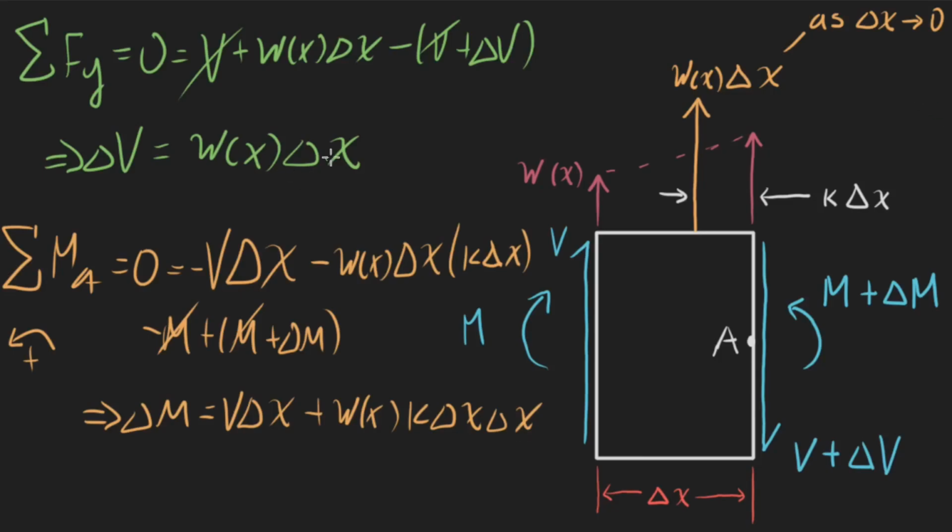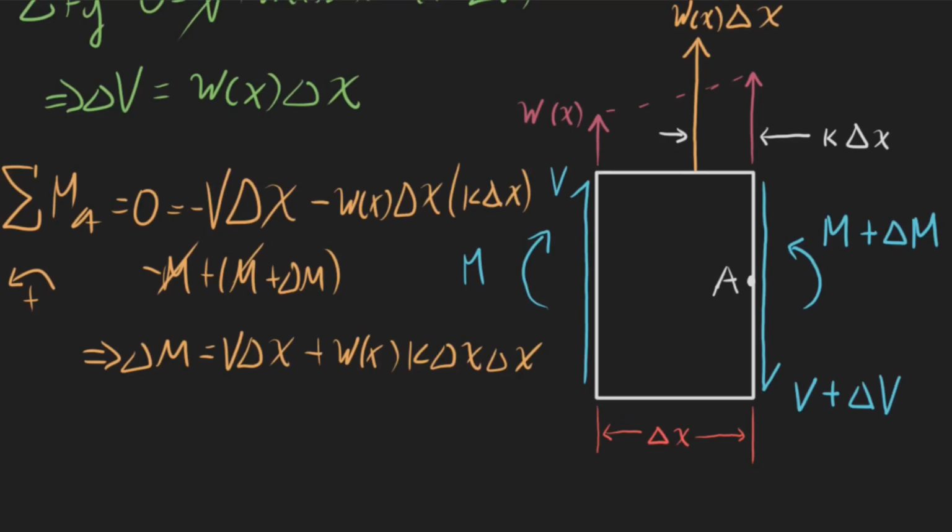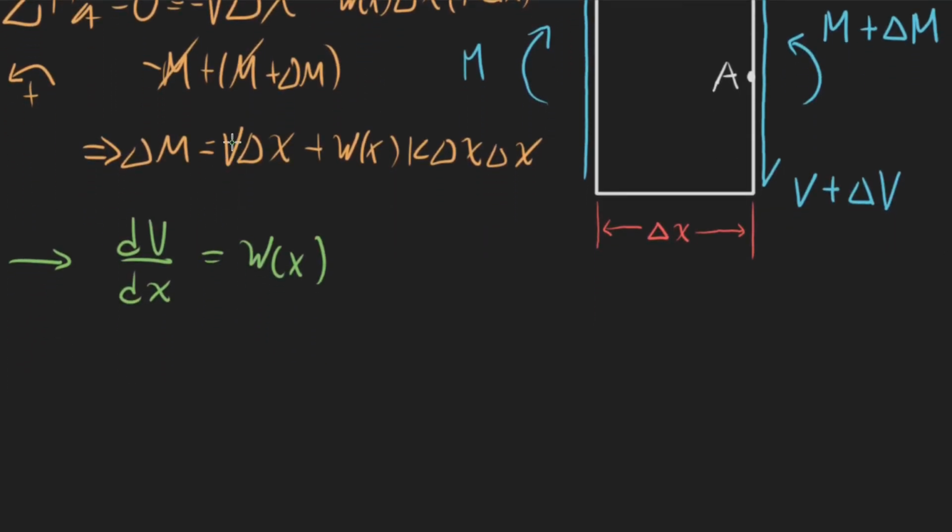And now for both of these, we can divide everything through by delta x and take the limit as delta x approaches 0. So in this case, what we're going to get is that our dV/dx just equals w of x. And then for this case right here, notice that when we divide through, this first term, we're just going to get a V. And the second term is still going to have a delta x term. So when we take the limit as delta x goes to 0, this entire term is going to go away. So our dM/dx equals just V, or V of x. Either way, it's just equal to the shear force.